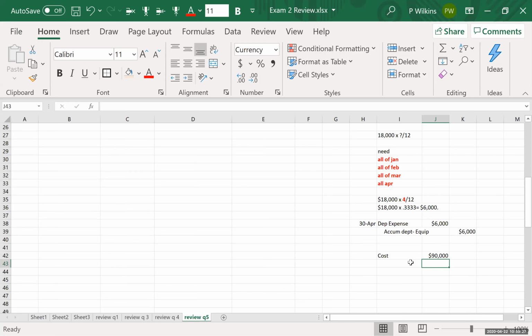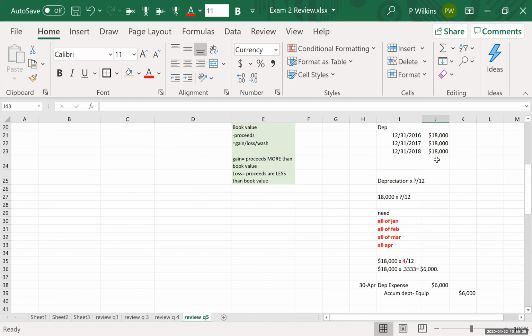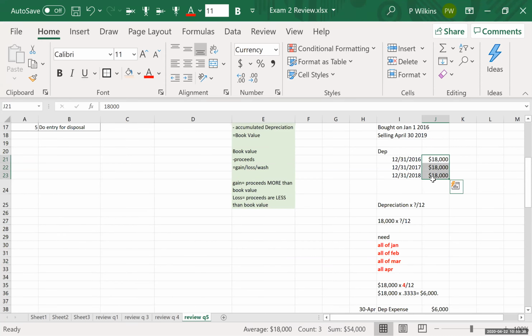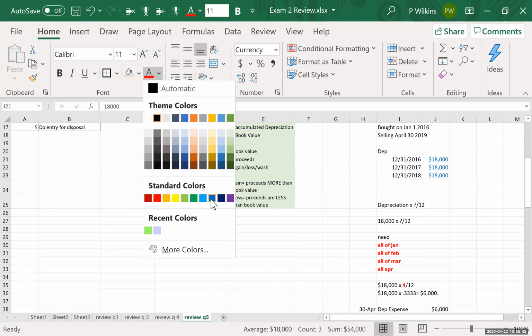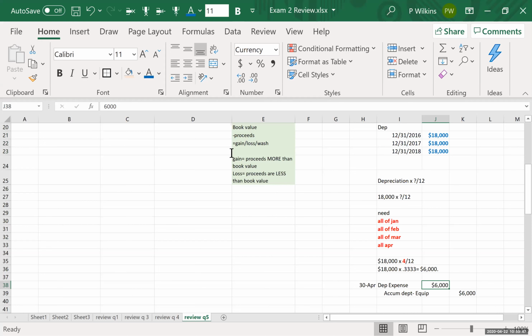And then we need to subtract or less accumulated depreciation, right? And the accumulated depreciation is going to be the total of 18,000 times 3, all of that, plus what we just did. So 18,000 times 3 plus the $6,000, okay? Oops, 60,000 plus the 6,000. I'm just trying to color this so that we can see the color.